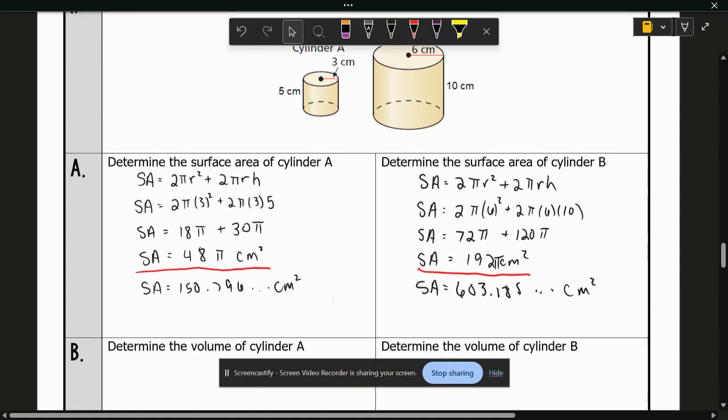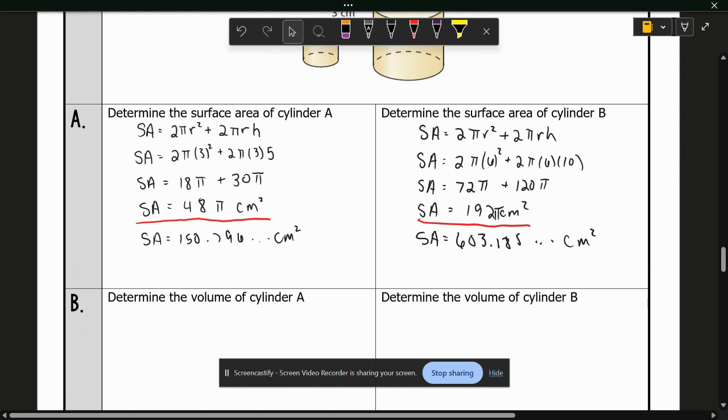So let's take a look at, yep, sorry, question. Why is it 2 pi r squared and 2 pi r h? So why is it 2 pi r squared? The reason it's 2 pi r squared is because you want to find the area of the circle. So pi r squared is the top circle and pi r squared is the bottom circle, hence the 2 pi r squared.